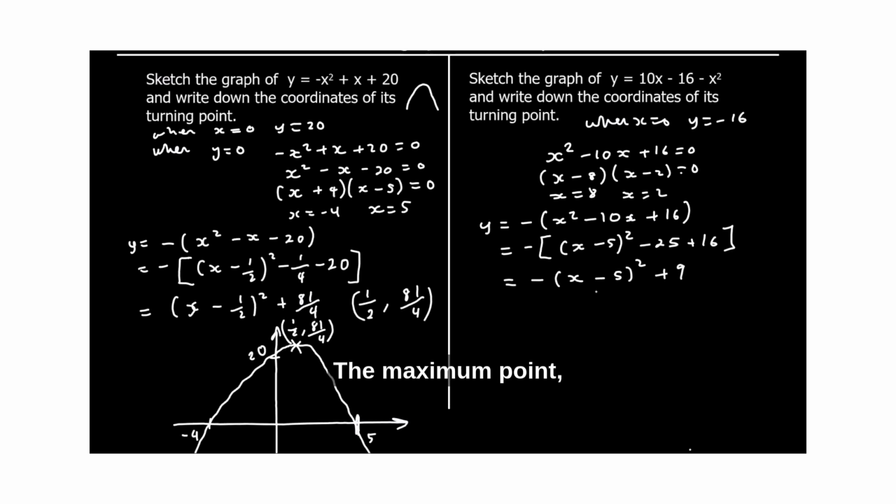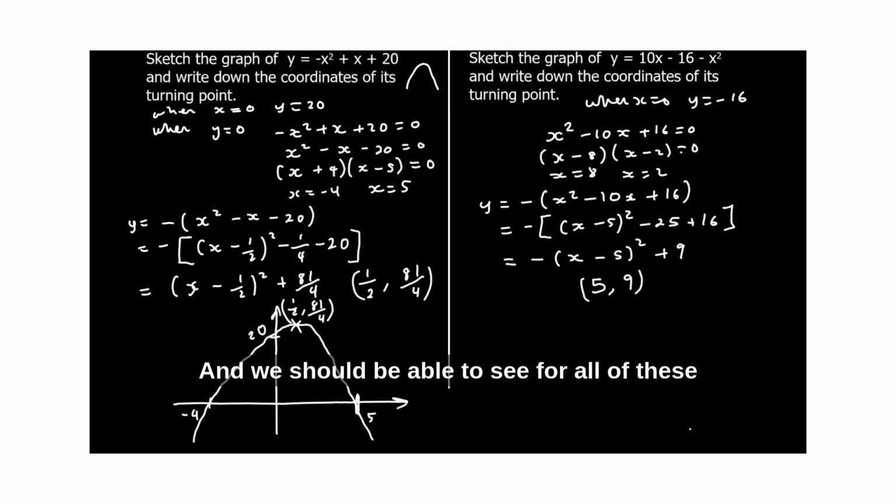The maximum point, what makes the bracket 0? That's at 5. And then when the bracket is 0, what's left? 9. And we should be able to see for all of these that they are symmetrical. So the turning point is exactly halfway between the 2 points where it hits the axis. So halfway between 2 and 8 is 5. Halfway between negative 4 and 5 is a half. So these quadratic graphs are always symmetrical.